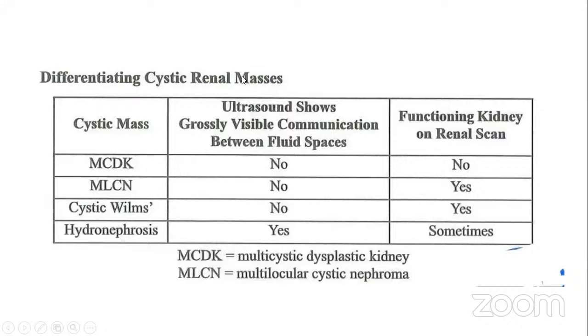This is the differential of cystic renal masses. As you see, this ultrasound shows gross visible communication between fluid spaces, and a functional kidney on the renal scan. MCDK does not show communication grossly on ultrasound, and also has a non-functioning kidney on the renal scan. Multilocular cystic nephroma also shows no communication on ultrasound, but it does have function on the renal scan.